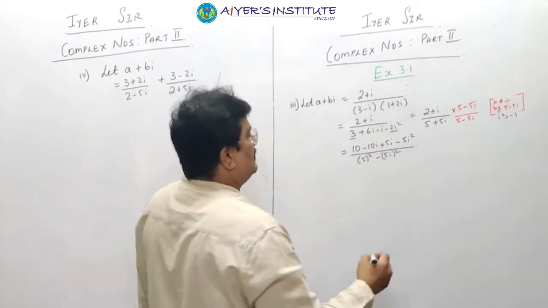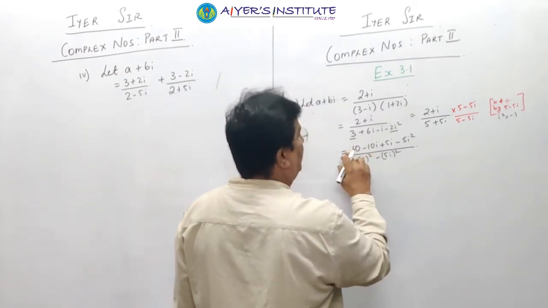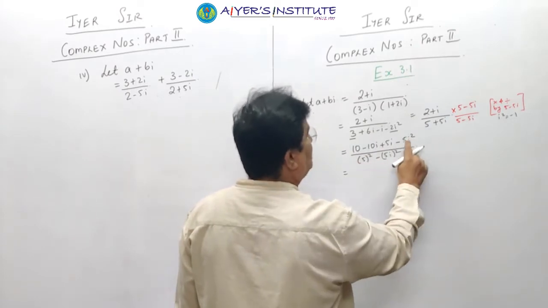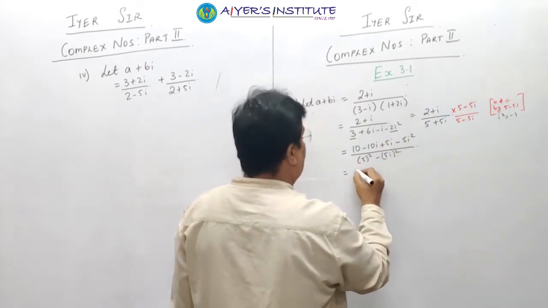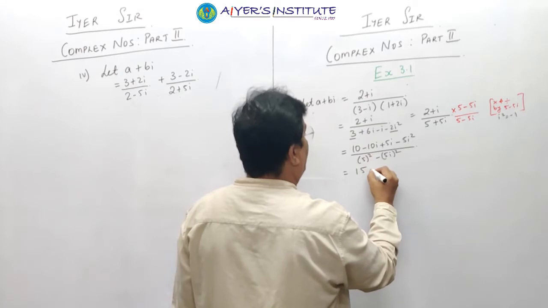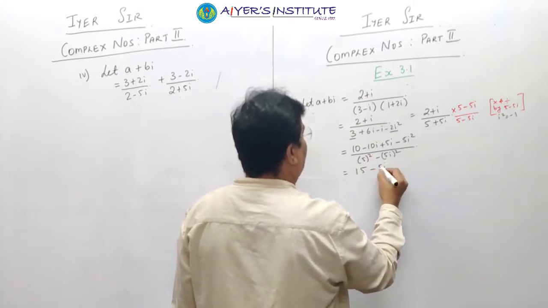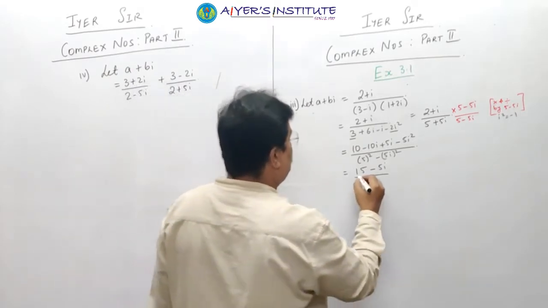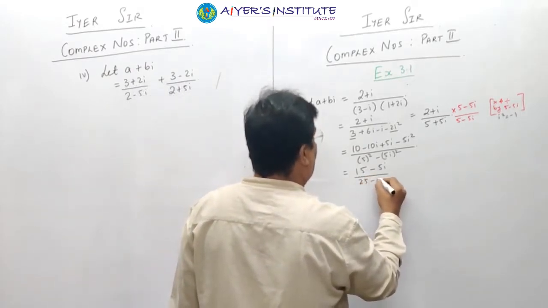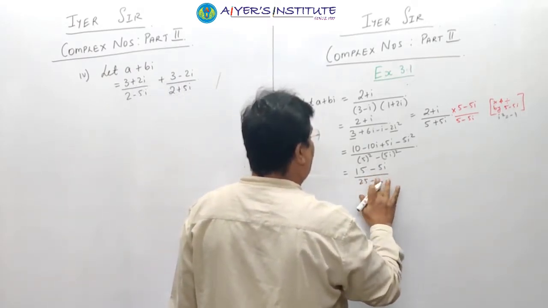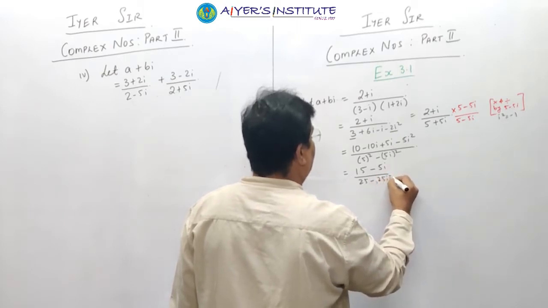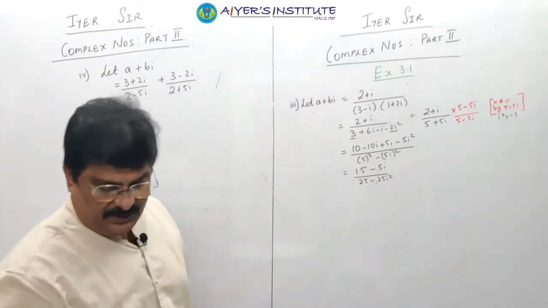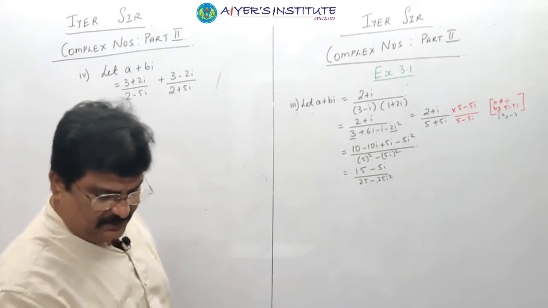In this case, I have to write it. So it will be 10 plus 5, because minus 1 into minus 5 will be plus 5. 10 plus 5 is 15, minus 5i upon 5 5s are 25, minus 5 minus 25i square. 25 minus 25i square.